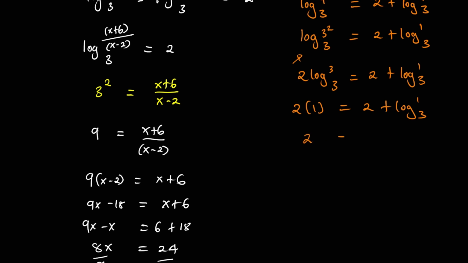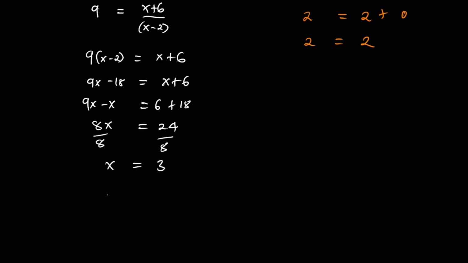So we will have 2 equals 2 plus, and from the zero rule, log of 1 to any base equals 0. So we will have a 0 here. Therefore, we have 2 equals 2. And since the left hand side equals the right hand side, our value of x indeed equals 3.